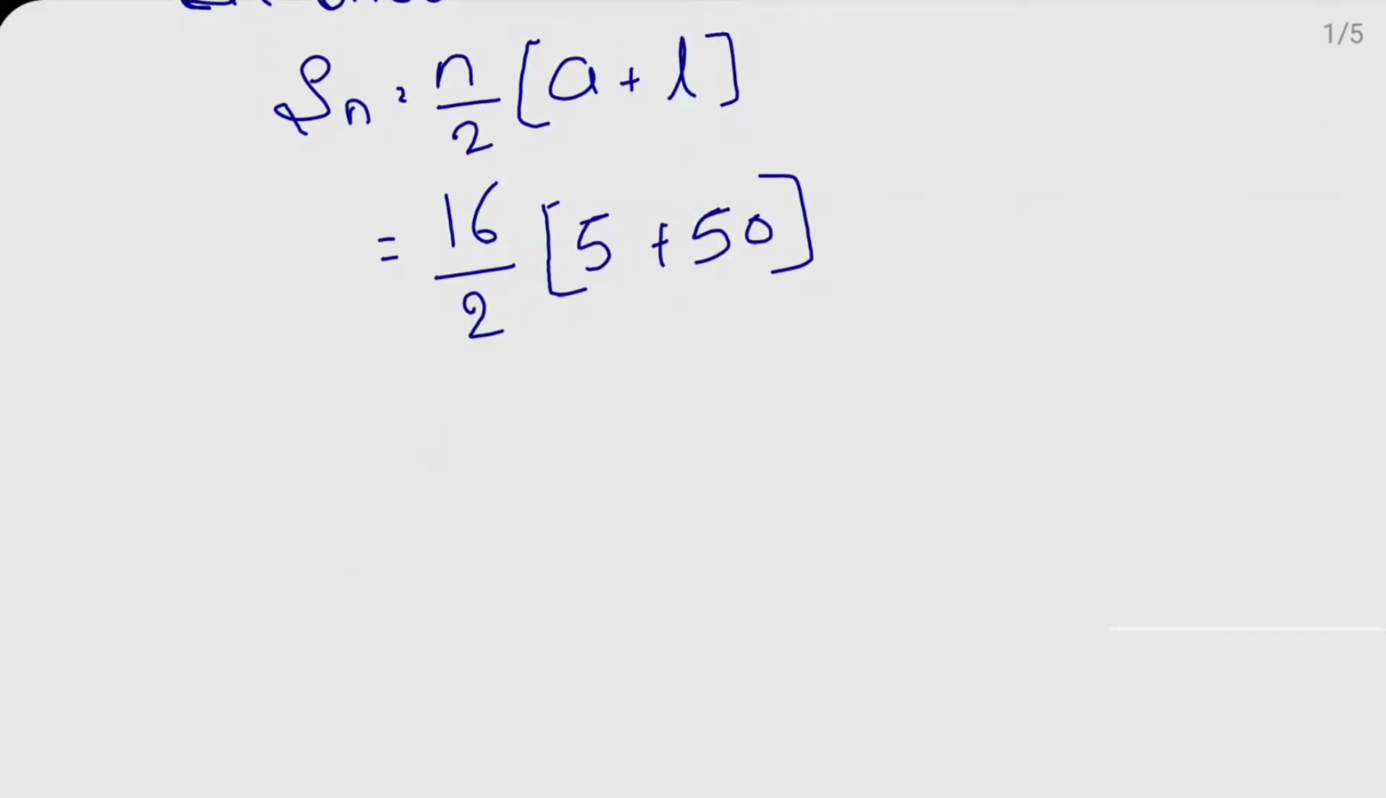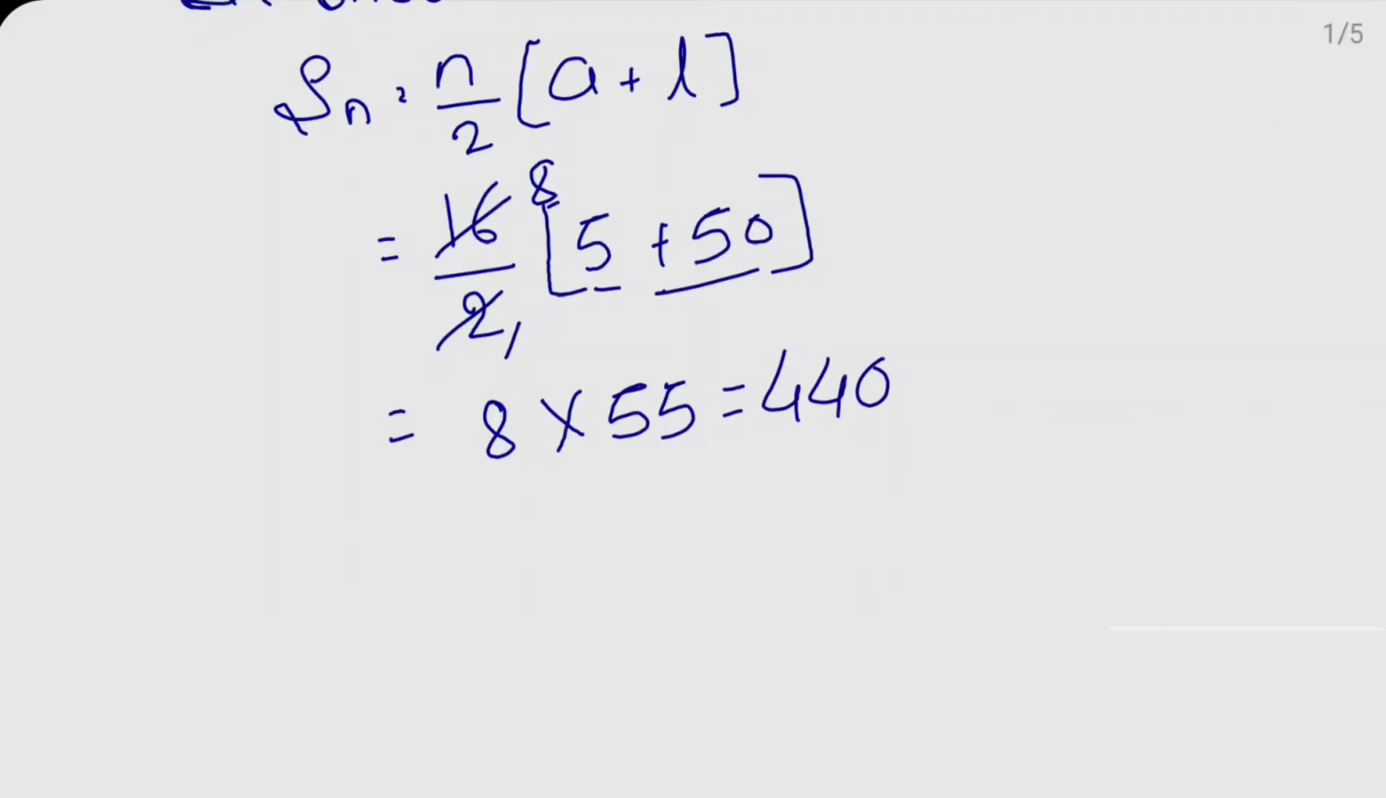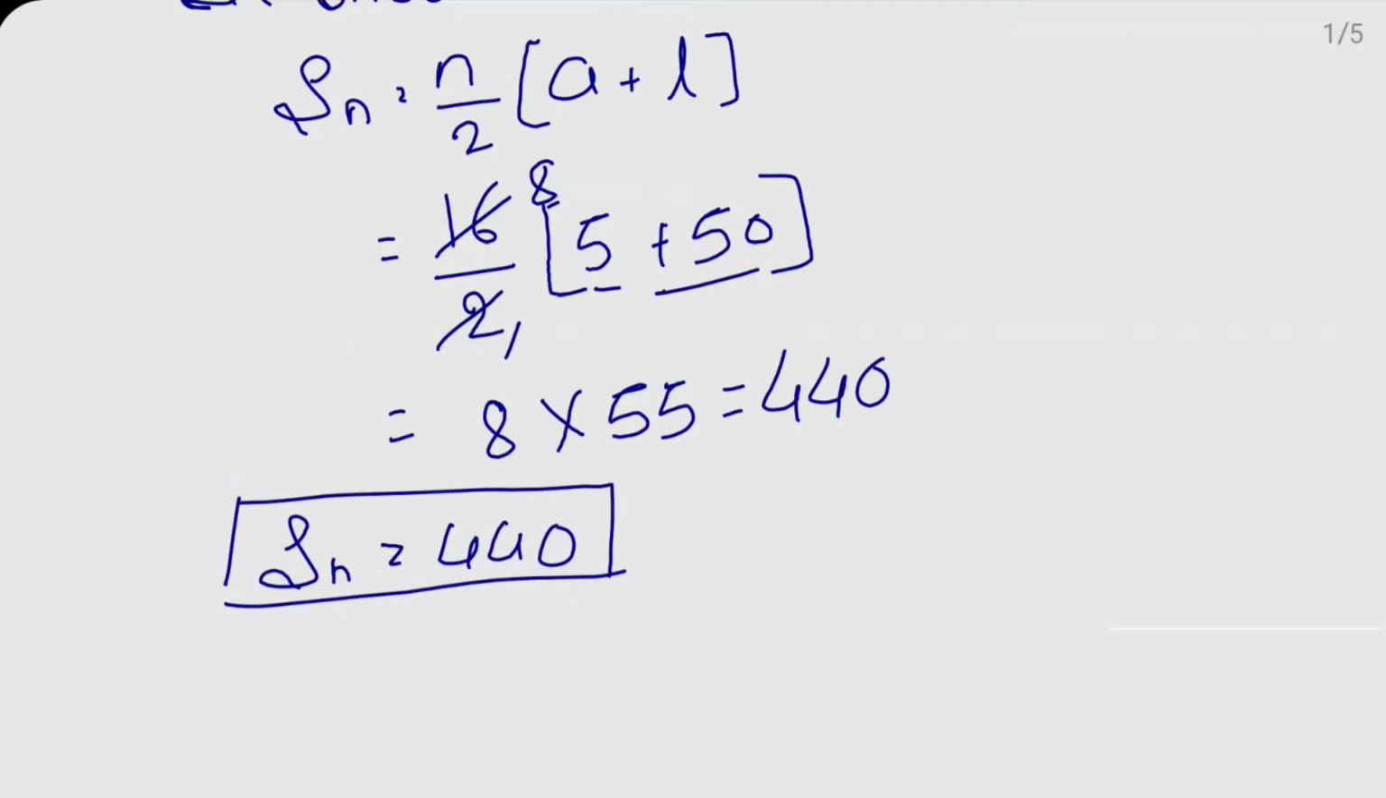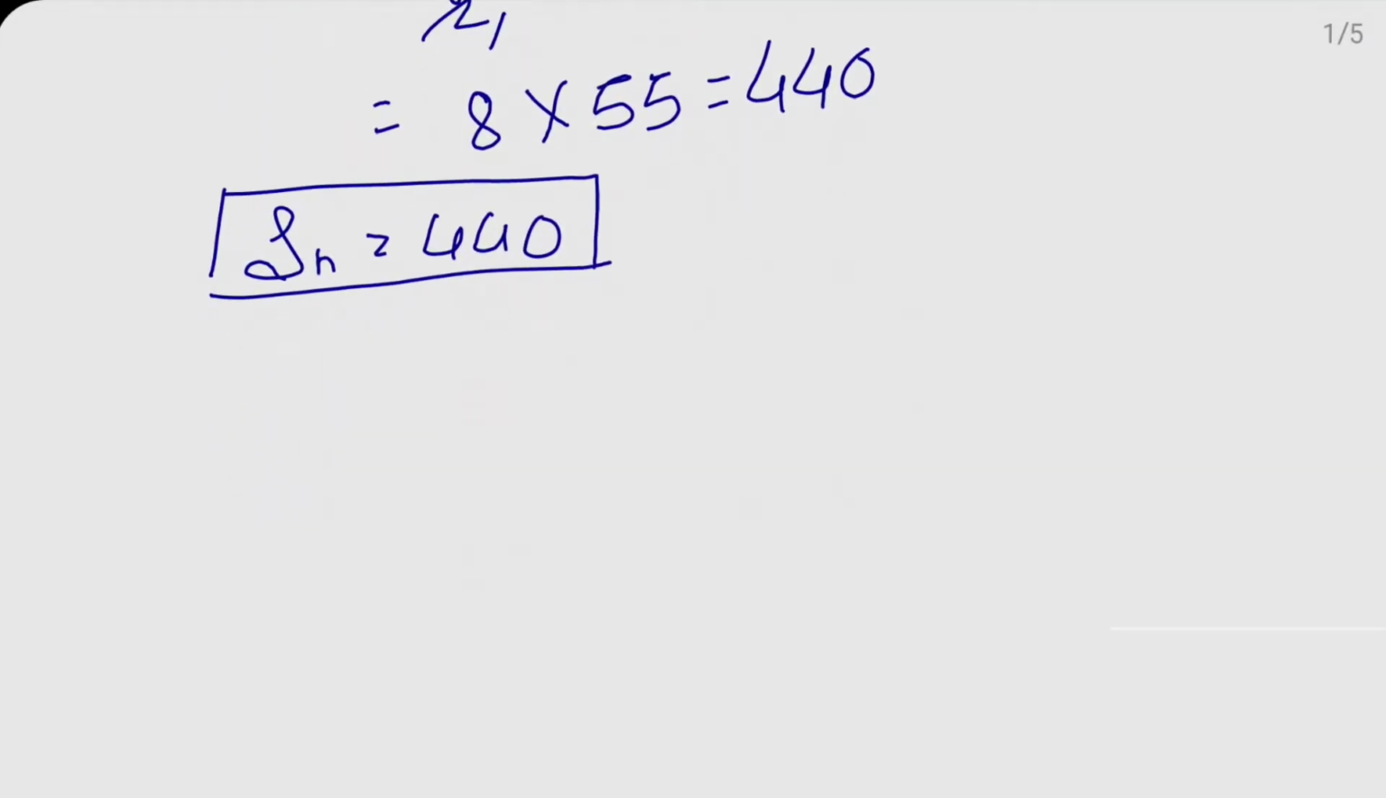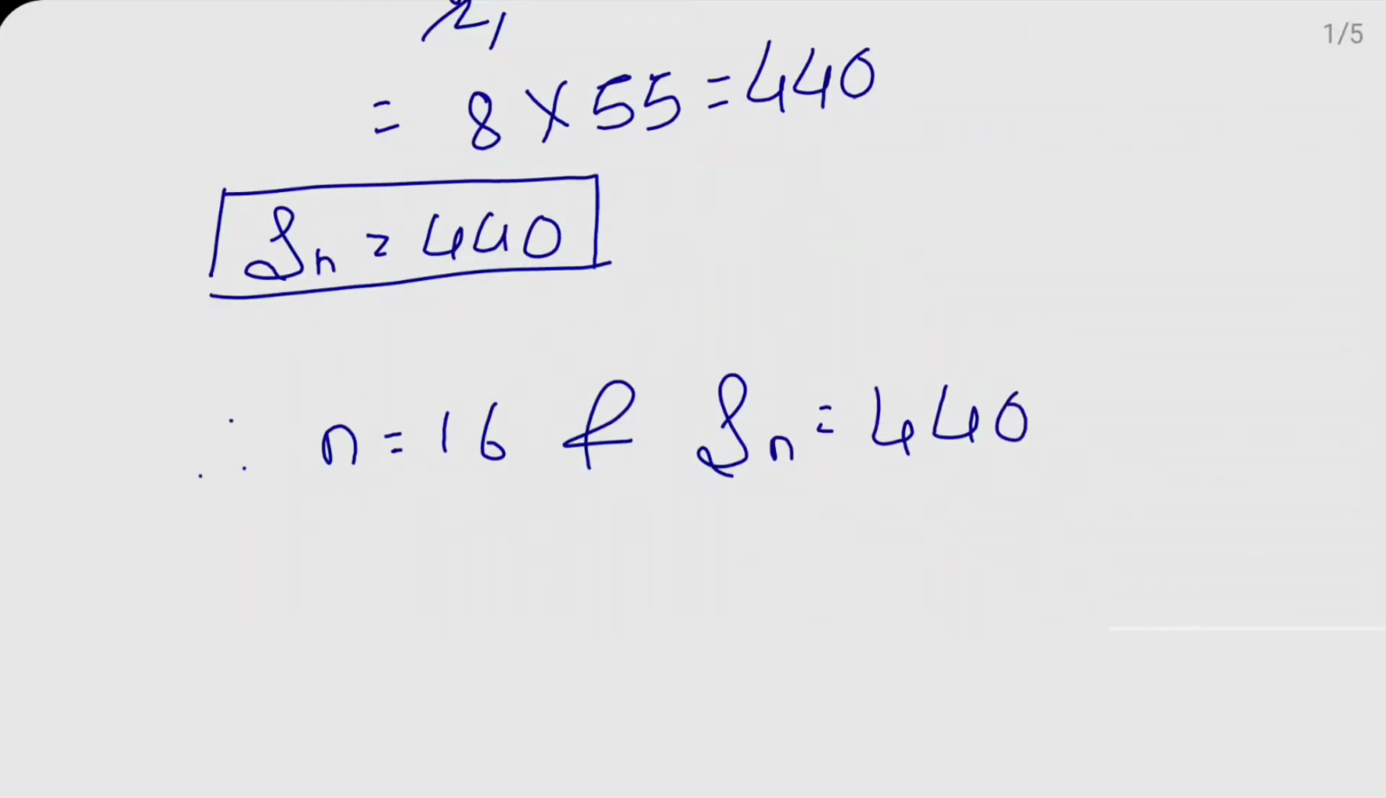So now here 2 8s are 16, so 8 into 5 plus 50 is 55, so 8 into 55 is 440. So here Sn is 440. Is it clear? So write down the conclusion here. Therefore n is 16 and Sn is 440.